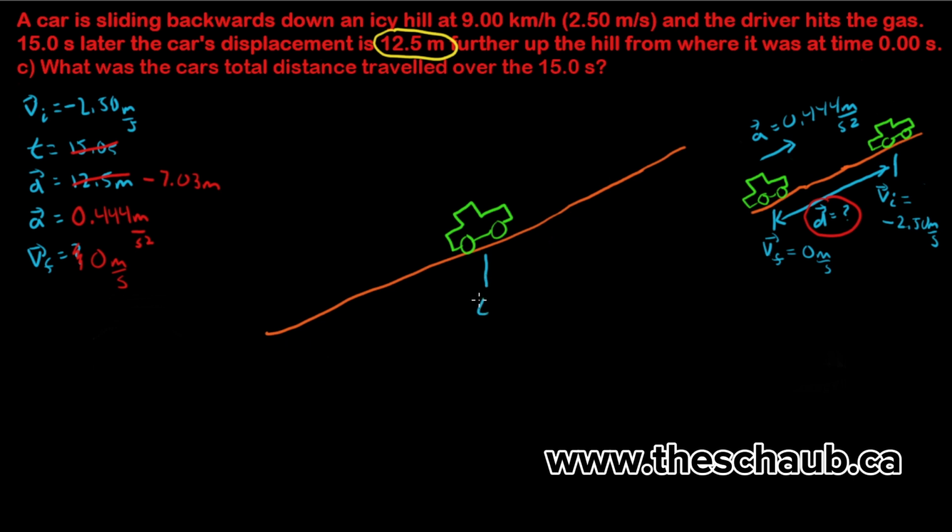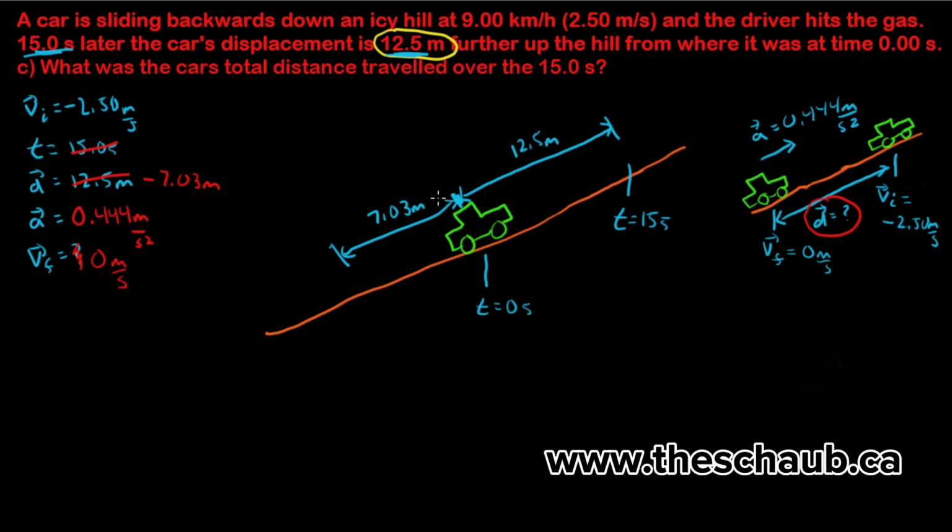Here's our car at time t is equal to 0 seconds. We know that the car initially slides backwards down the hill a distance of 7.03 meters, like we found in part B. We're told in the question that after the full 15 seconds, the car is 12.5 meters from its starting point. So that would be 12.5 meters from where it starts at t is equal to 0. So here at t is equal to 15 seconds, the car is 12.5 meters from its starting point.